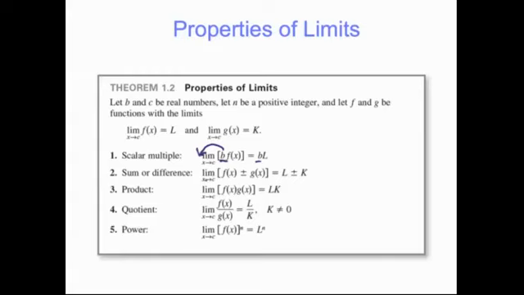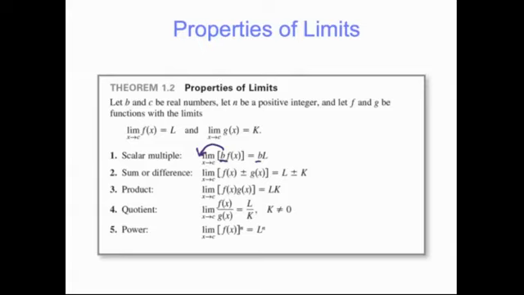The second property that we want to look at is the sum or difference property. This property says that the limit as x approaches c of f of x plus or minus g of x is equal to the limit as x approaches c of f of x plus or minus the limit as x approaches c of g of x. In other words, the limit of the sum or difference is equal to the sum or difference of the limits.